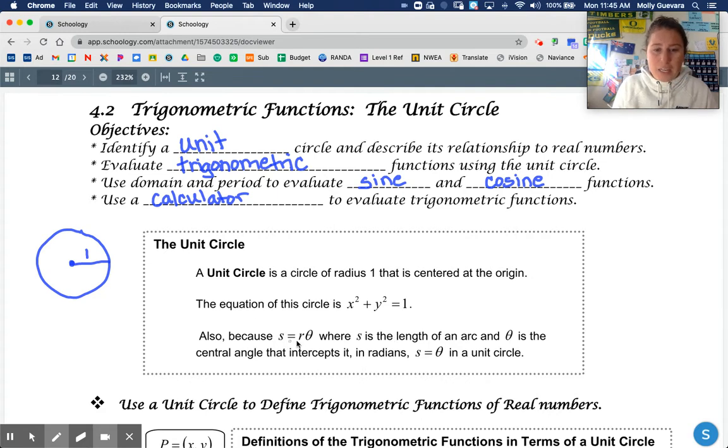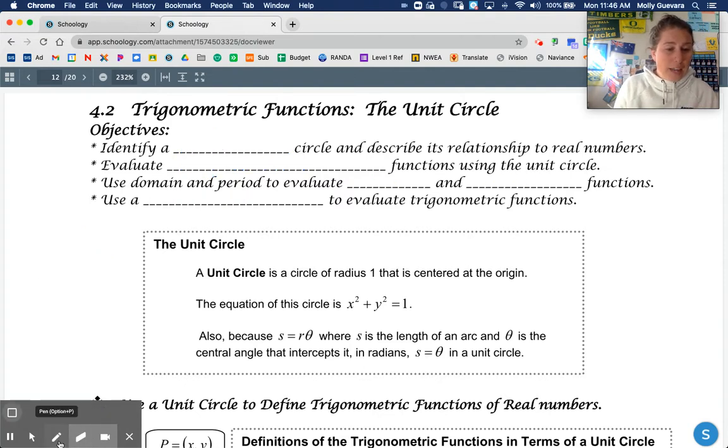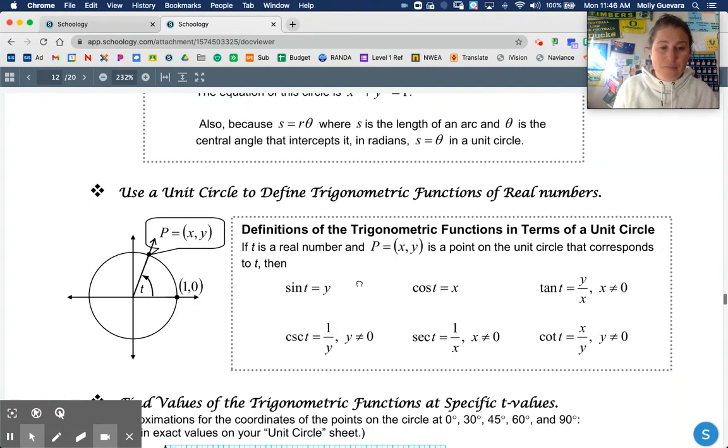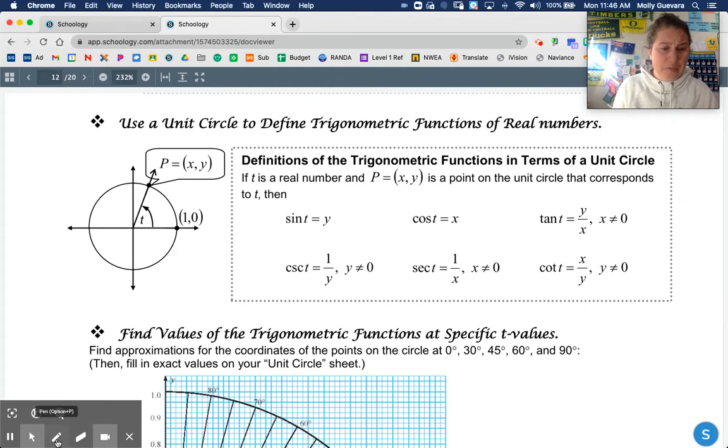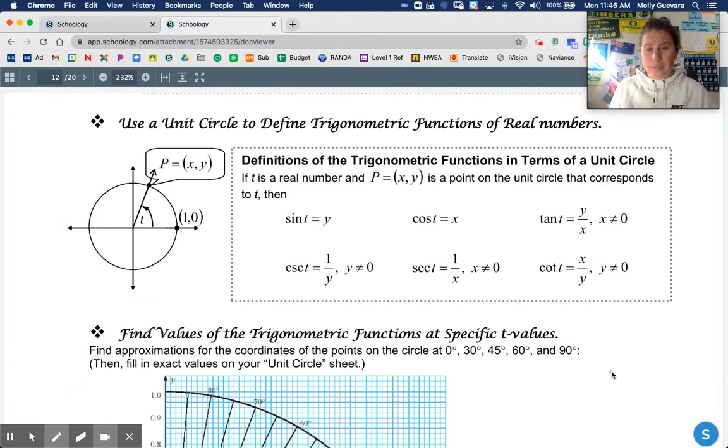And then again here's my equation to find the arc length. Because my radius is 1, in the unit circle, that r just goes away because it's just 1, and I just get that the arc length is equal to the angle. Okay, whether that angle is in degrees or radians, but remember that in that equation specifically, we're looking at radians. Okay, so what we're going to look at today is using the unit circle to define trig functions.